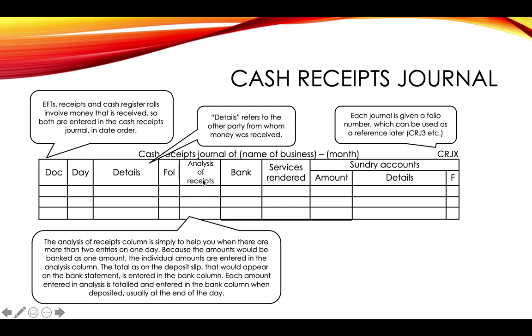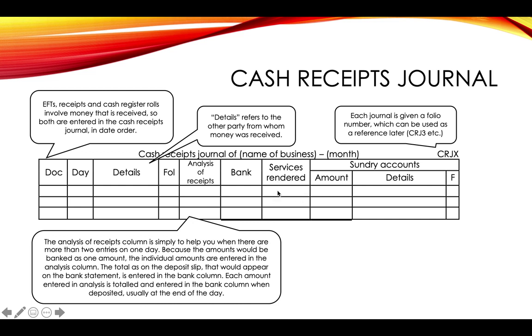If you have an EFT where somebody pays you directly into your bank account and you never actually see the hard cash, you won't even use this column. You will put the amount straight into bank. But these two columns work hand in hand because those are together representing the money that you've received. So it will always need to go here. In addition, you will always put it somewhere else in one of the other columns. In the cash receipts journal, you can see here you've got services rendered.